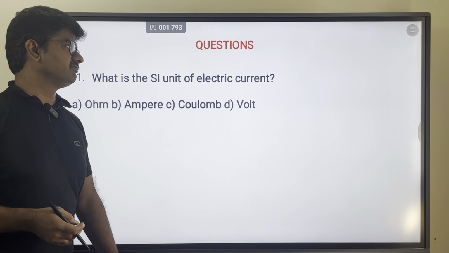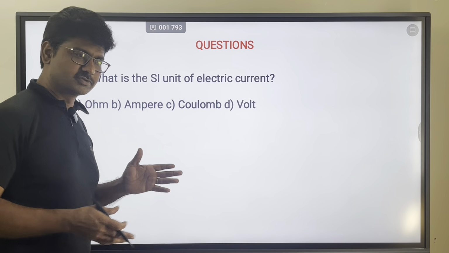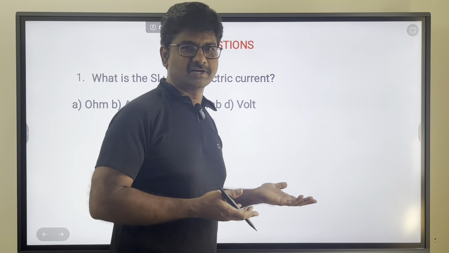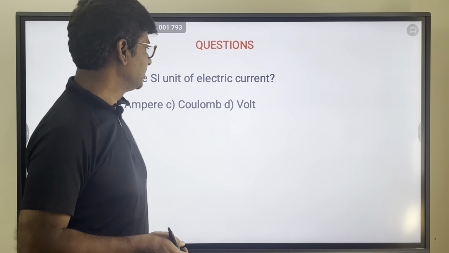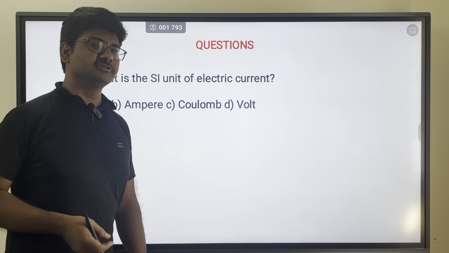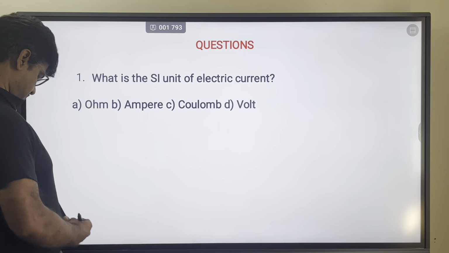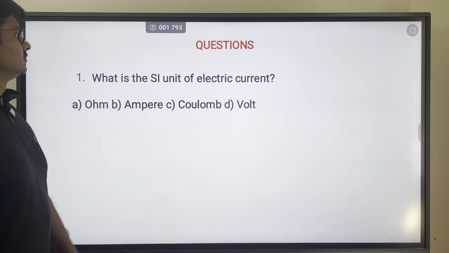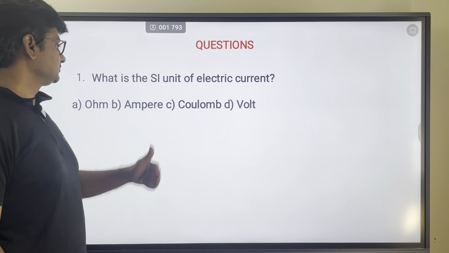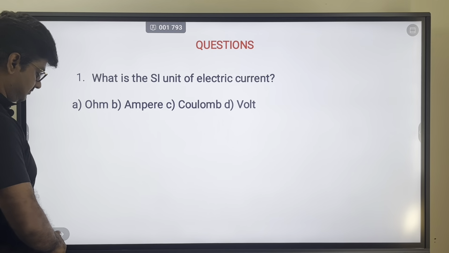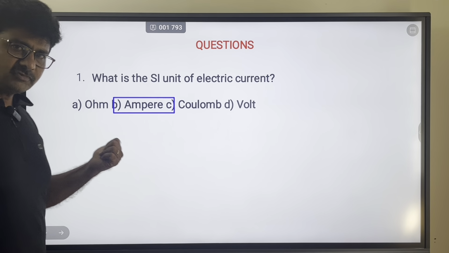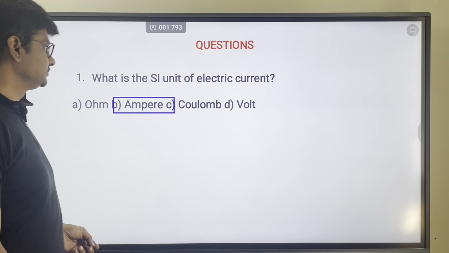What is the SI unit of electric current? So we're starting with the fundamentals. This is not a standard of JEE, but for school students it might be helpful. Ampere, right? So ampere is the unit of electric current.